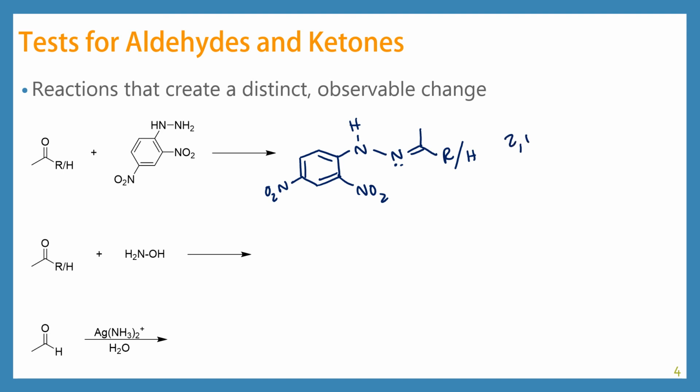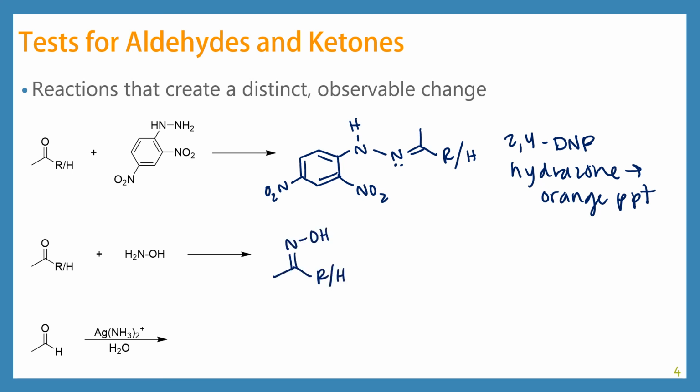So a 2,4-dinitrophenylhydrazine hydrazone is going to give us an orange precipitate. In the next reaction, we have an aldehyde or a ketone reacting with hydroxylamine, and this is going to give us an oxime. And oximes are traditionally white precipitates.